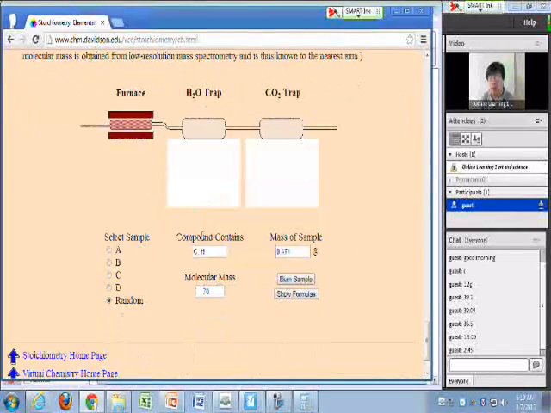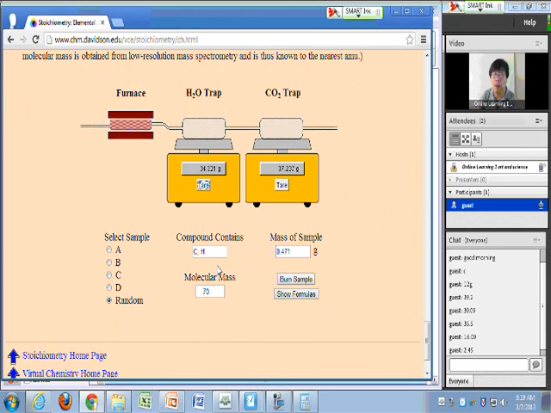Okay. So here's a simulation. You run your compound through a furnace. You burn your compound and then you get your water and your carbon dioxide comes out as your products. Then you run it to a trap that will trap the water, and then you run the rest of the gas into another trap that will trap the carbon dioxide, and you can weigh the water and the carbon dioxide produced by the reaction.